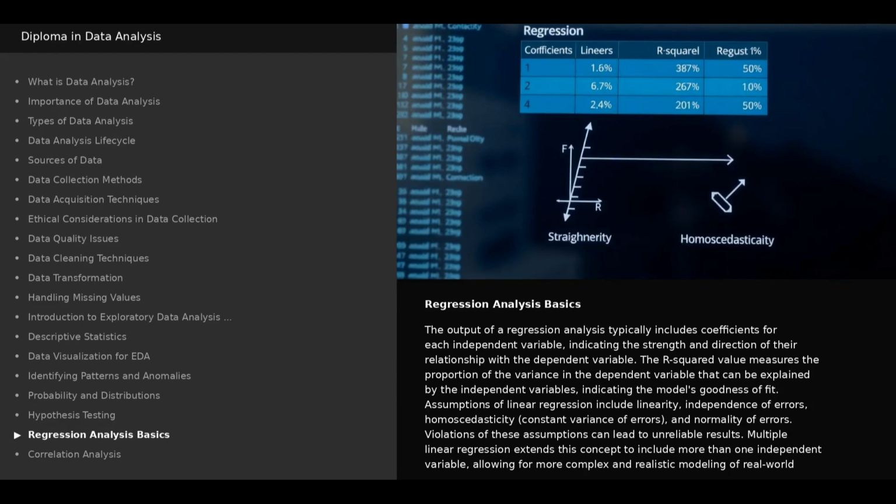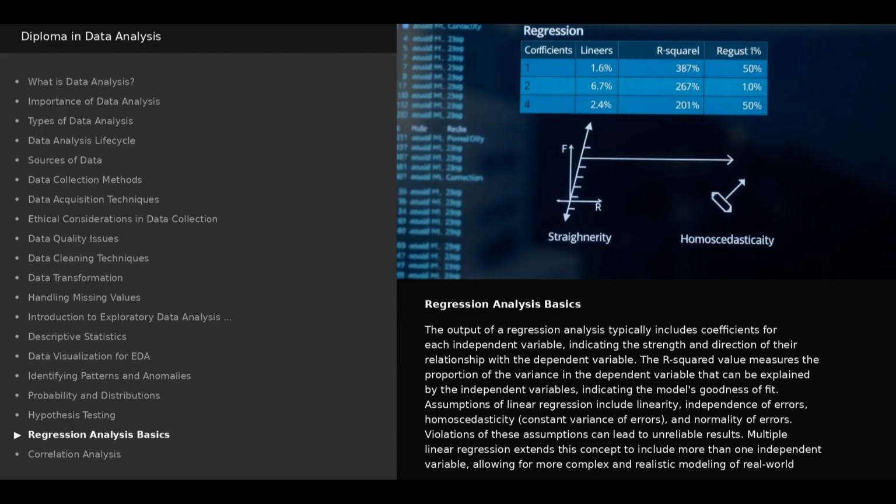The R-squared value measures the proportion of the variance in the dependent variable that can be explained by the independent variables, indicating the model's goodness of fit. Assumptions of linear regression include linearity, independence of errors, homoscedasticity (constant variance of errors), and normality of errors. Violations of these assumptions can lead to unreliable results.